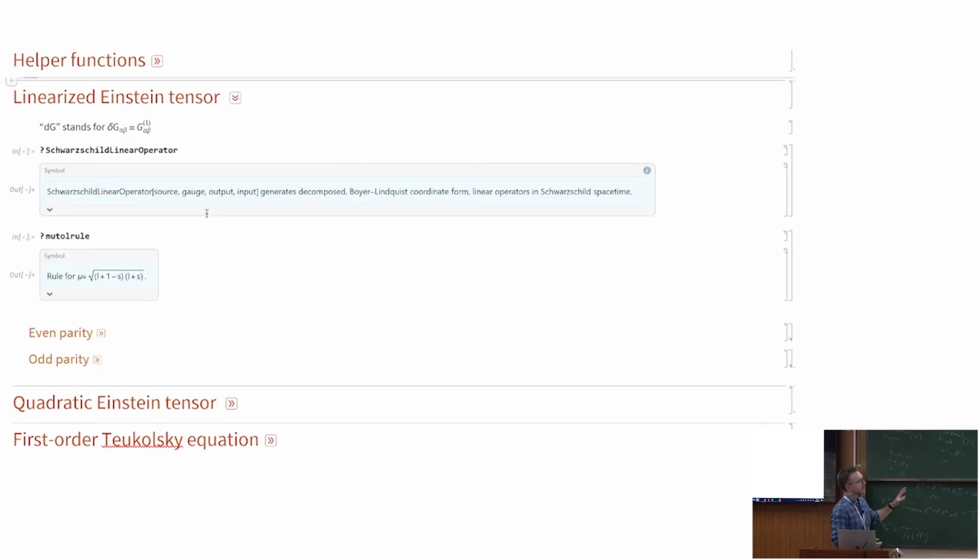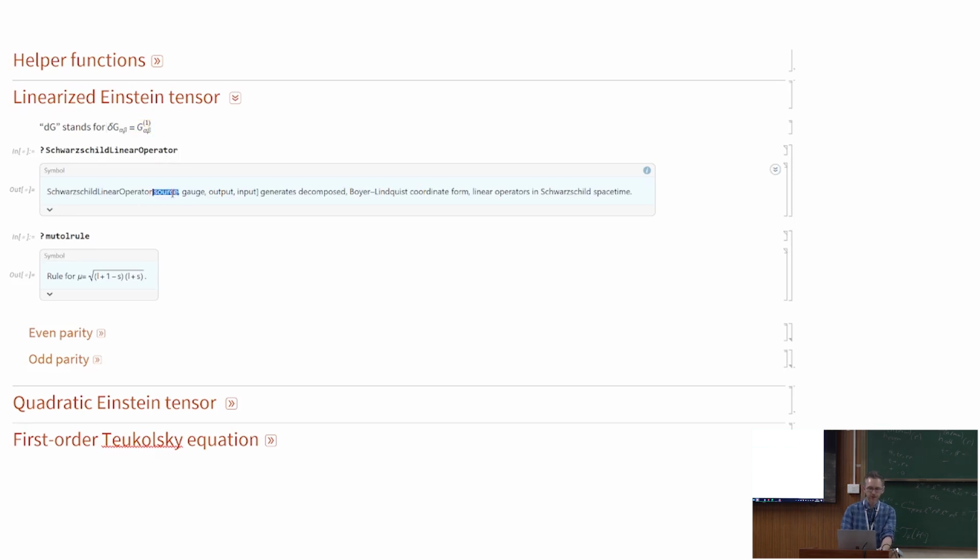So this package is designed to give you all the field equations you could be interested in, except that it doesn't include the Regge-Wheeler equations, but almost all the field equations that you could be interested in, and in almost all of the conventions you might be interested in. So the Schwarzschild linear operator loads the linearized Einstein tensor. Here that is denoted dg, which is another notation that I use for G1 in a lot of my papers. So this is just the linearized Einstein tensor.